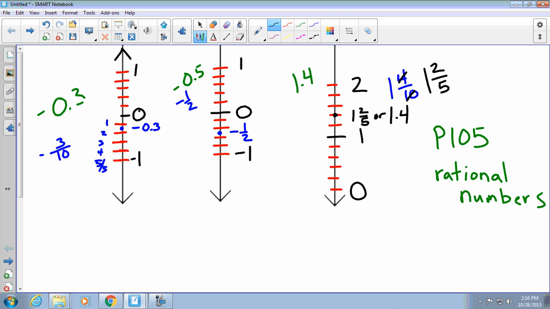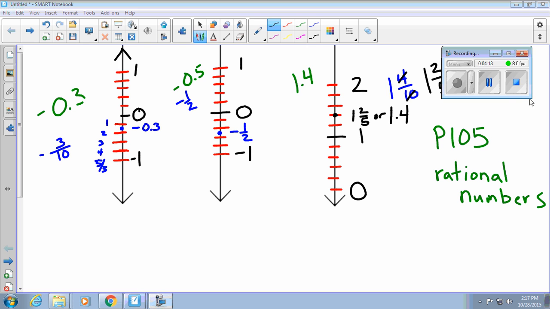So we've got -0.3 falls here. -1/2 falls directly in between 0 and -1. And then 1.4 would fall right here on this line, 1.4 in between 1 and 2. Again, we are talking about rational numbers, and we are putting them on our number line.